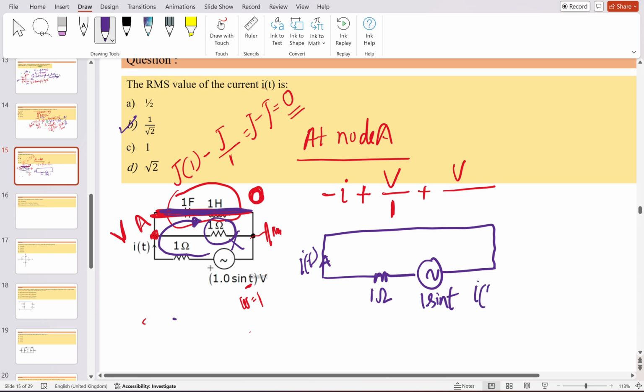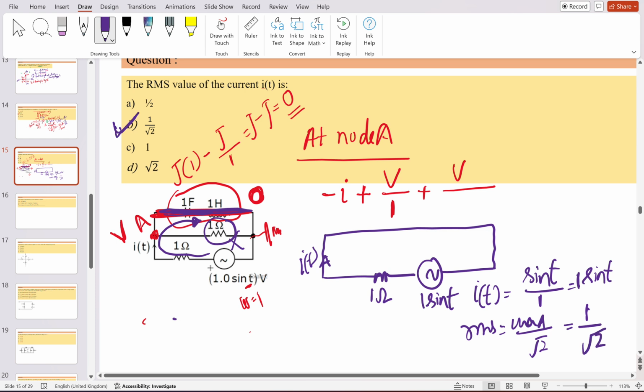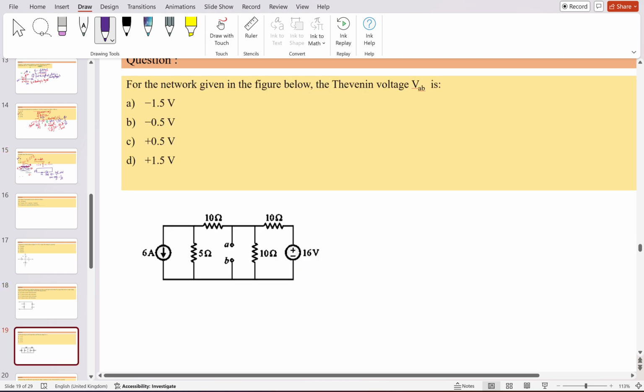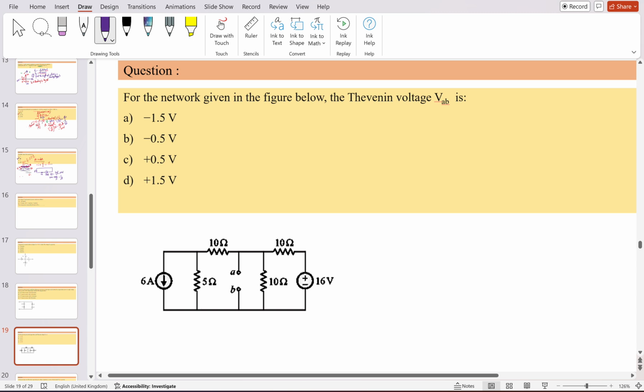So what is the value of IT? IT is simply equal to voltage divided by impedance, that is sin t divided by 1, that is sin t. So what is the RMS value? RMS is maximum divided by root 2. What is the maximum here? 1. So 1 divided by root 2. So option B is actually correct. Any doubt in this? No, sir. Okay, let's move forward and try to solve one equivalent impedance kind of problem. Suppose try to solve this. Find out the value of Thevenin voltage across AB.